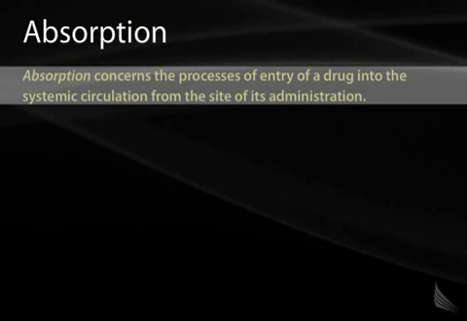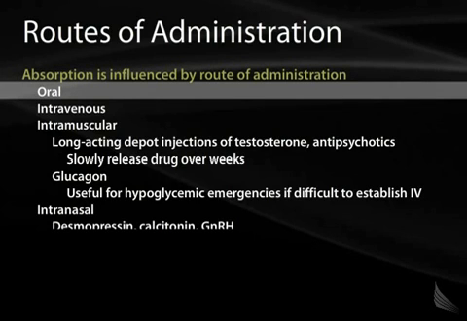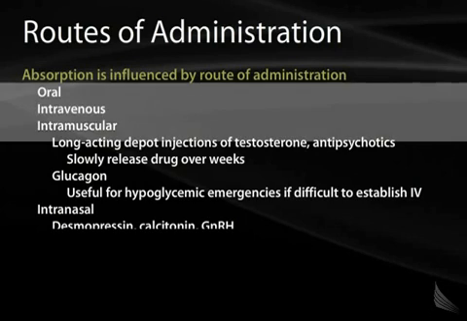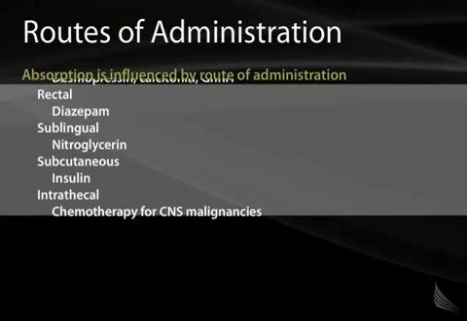Absorption of drugs concerns the processes of entry of the drug into the circulation from where it's administered. There are many different routes of absorption. Some routes are better than others for certain medications. The most commonly given route is obviously the oral route. We can also do parenteral, meaning outside the enteral system or the GI system, using intravenous, intramuscular, or intranasal passageways. We can give some medications rectally or sublingually, subcutaneously, or also into the cerebrospinal fluid or intrathecally.